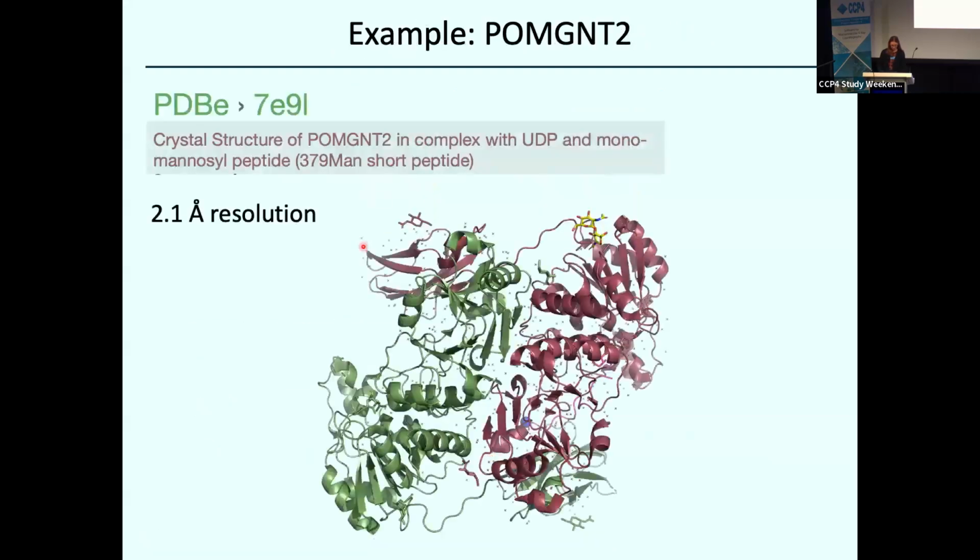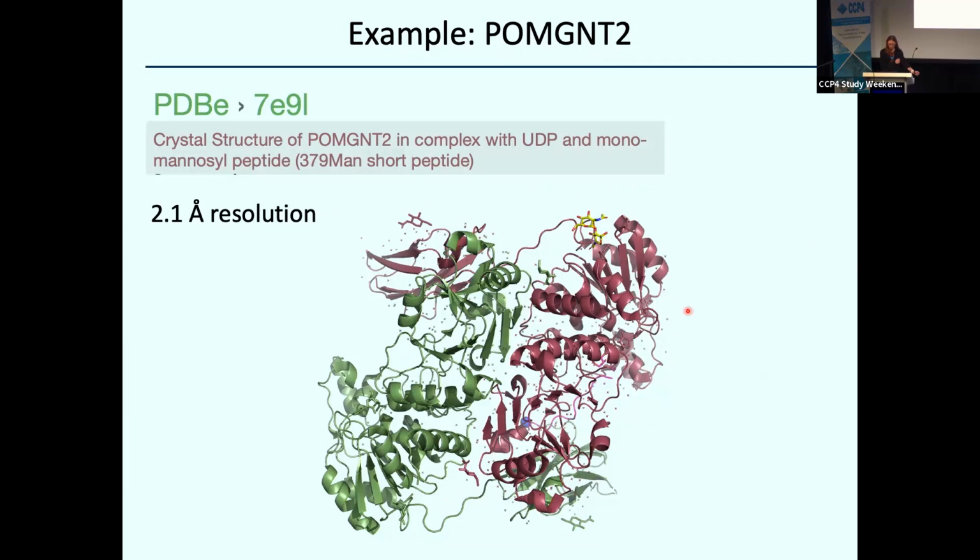So I want to walk you through one example. That's an example from Randy Read for the Phaser software. It's a protein called POM-GNT2. It's a crystal structure that has been determined at 2.1 angstrom resolution. And here's a little cartoon representation of how the deposited structure looks.